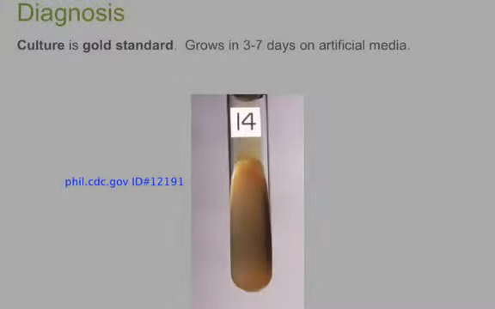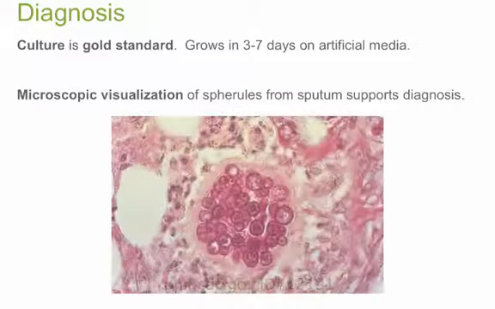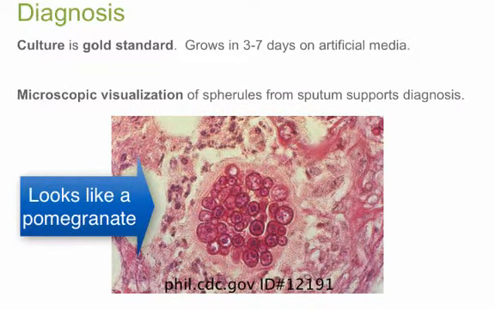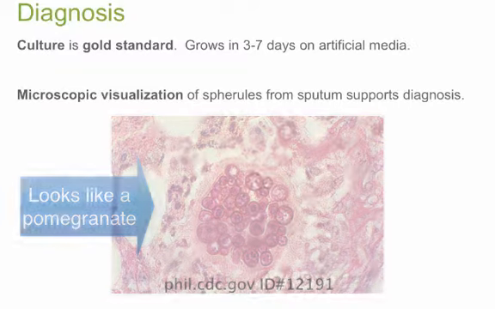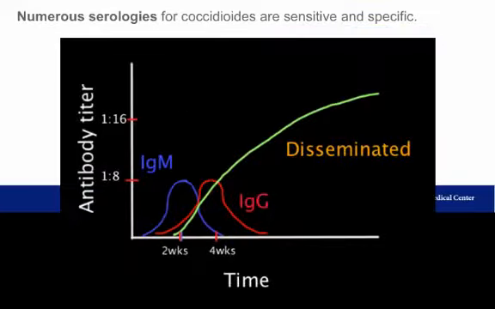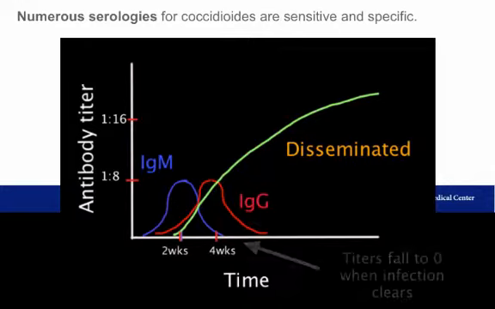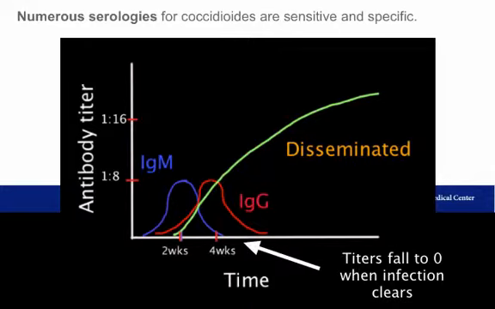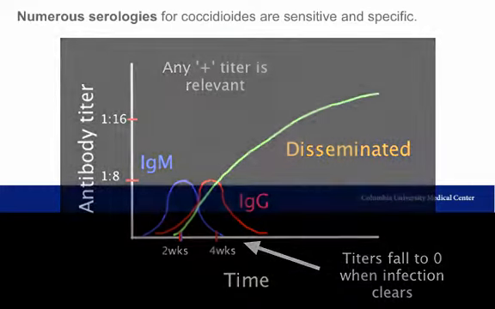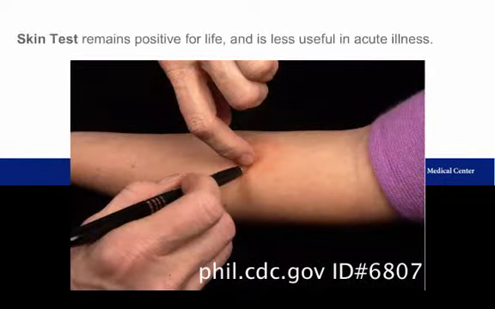Culture is the gold standard of diagnosis. Examination of the sputum will reveal spherules in a significant percentage of patients with pulmonary disease. There are numerous commercial serologies available for Coccidioides, and they are all relatively sensitive and specific. Serologies are still useful in endemic areas because patients lose serologic reactivity within weeks of an exposure, and so any positive serology indicates an active and very recent infection and is therefore clinically relevant. This is in contrast to the hypersensitivity skin test, which remains positive for life.